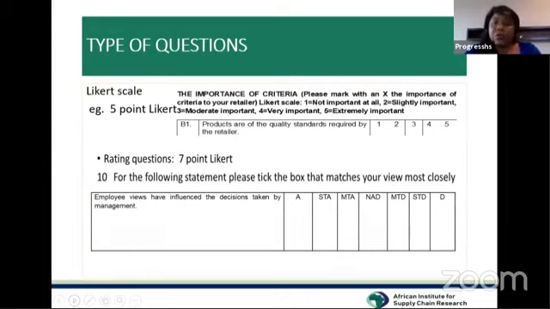What does 1 stand for? What does 2 stand for? What does 4 stand for? And what does 5 stand for? So using words instead is encouraged so that you can improve the accuracy of the findings that you gather as a researcher. So yes. Next slide.